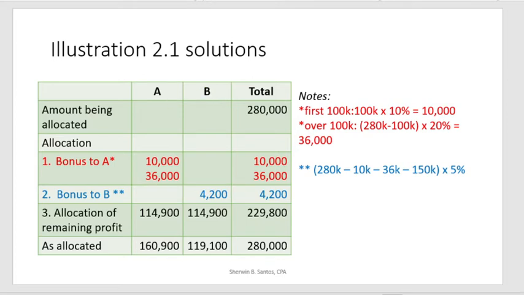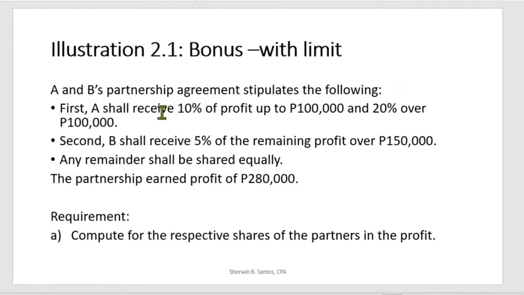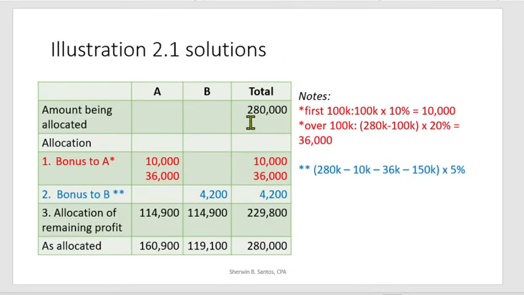So, let us compute for the respective shares of the partners in the profit. Okay. Tandaan lang natin, balikan natin. Sa A daw, 10% of the profit up to 100 and 20% over 100. B, 5% ng remaining profit over 150 and then remainder equal. Okay. So, kung ang amount to be allocated to the partnership profit is 280,000, how much is the bonus to A?